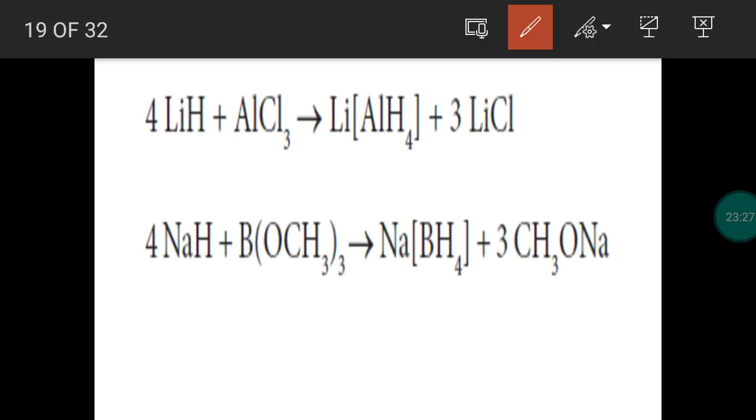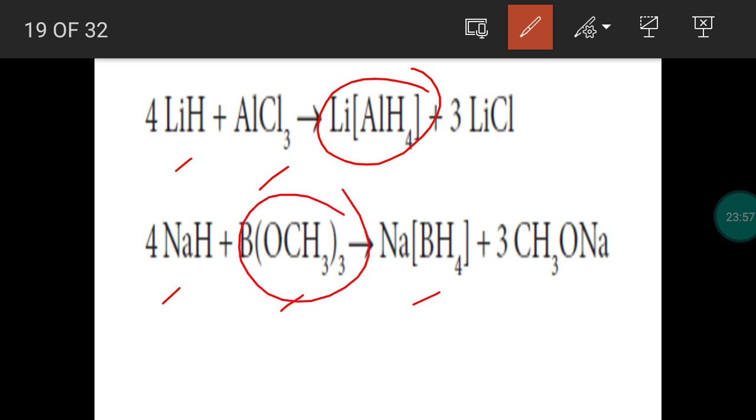We can prepare lithium aluminum hydride by mixing lithium hydride with aluminum chloride. So this is a very good reducing agent in the organic field, lithium aluminum hydride. The same way, you take sodium hydride. When it is treated with an ester of boron, we get sodium borohydride. This is called trimethyl borate.